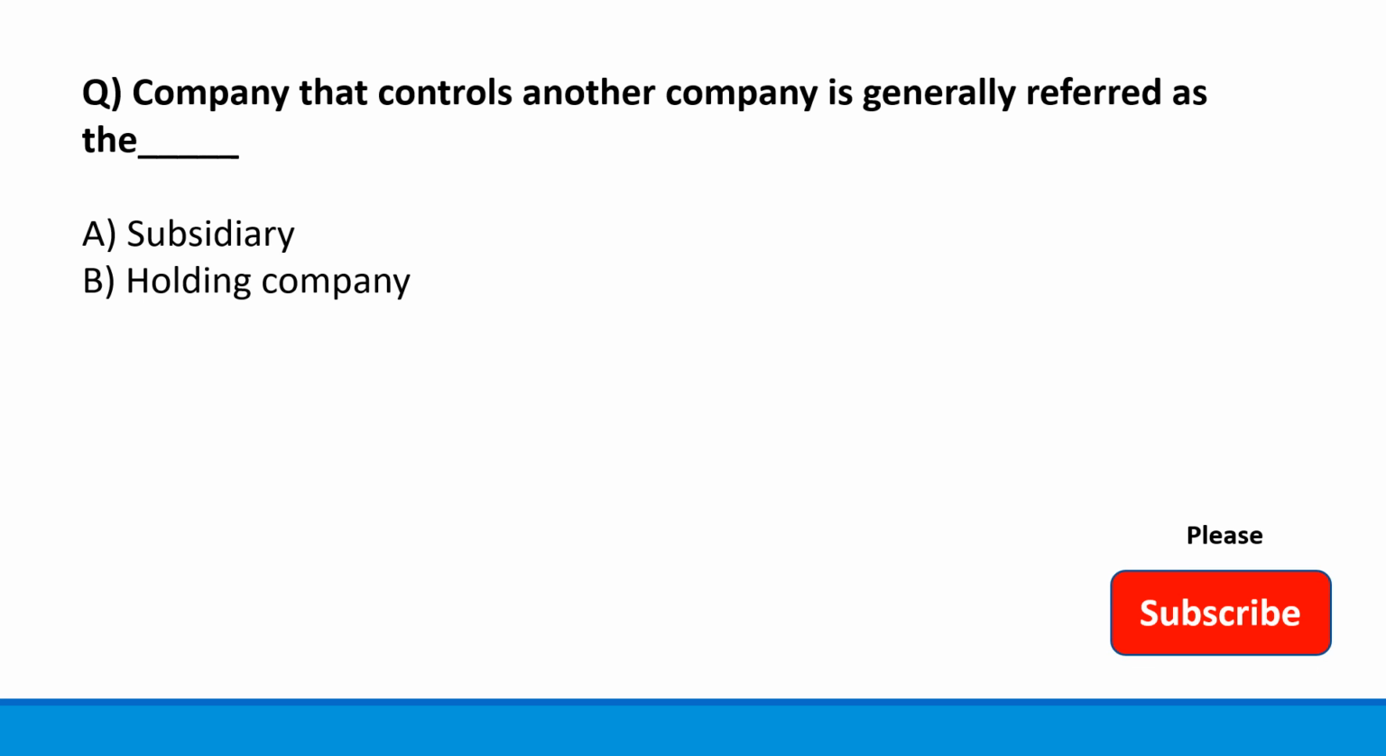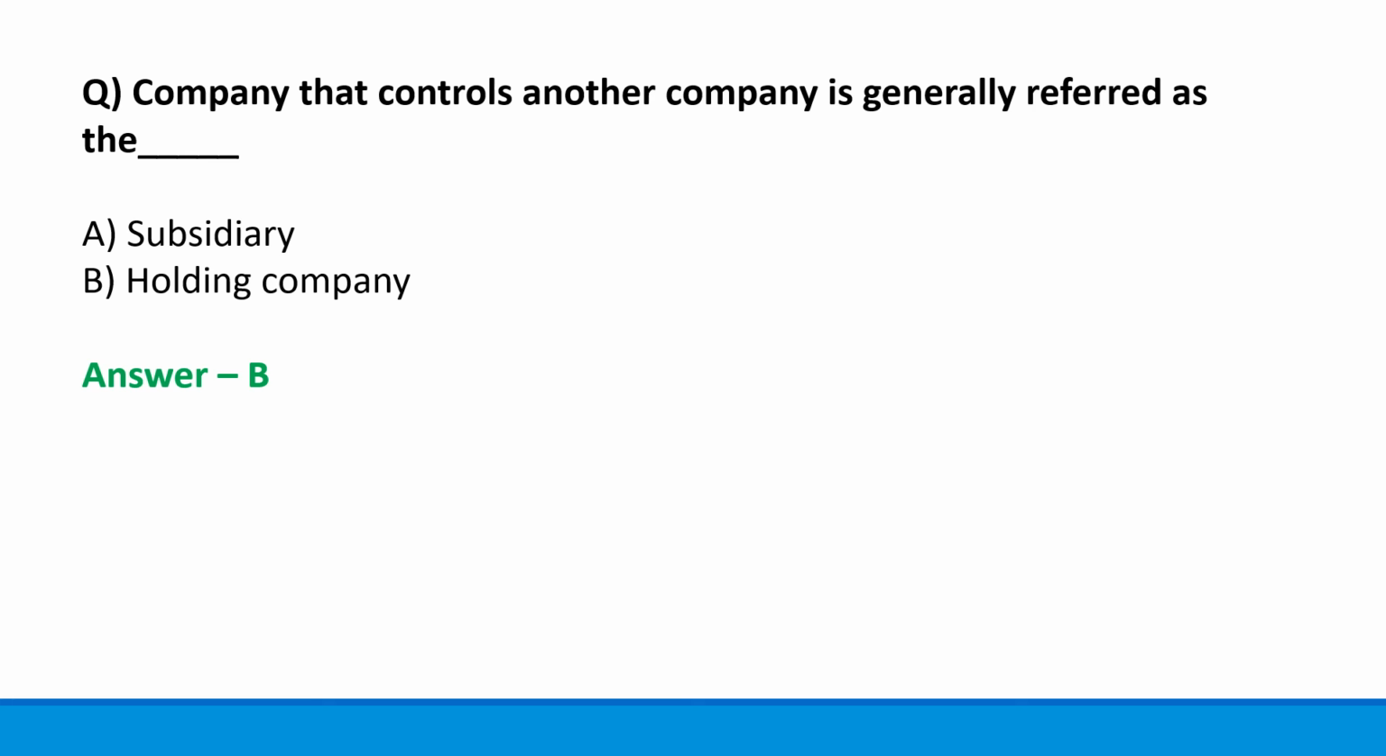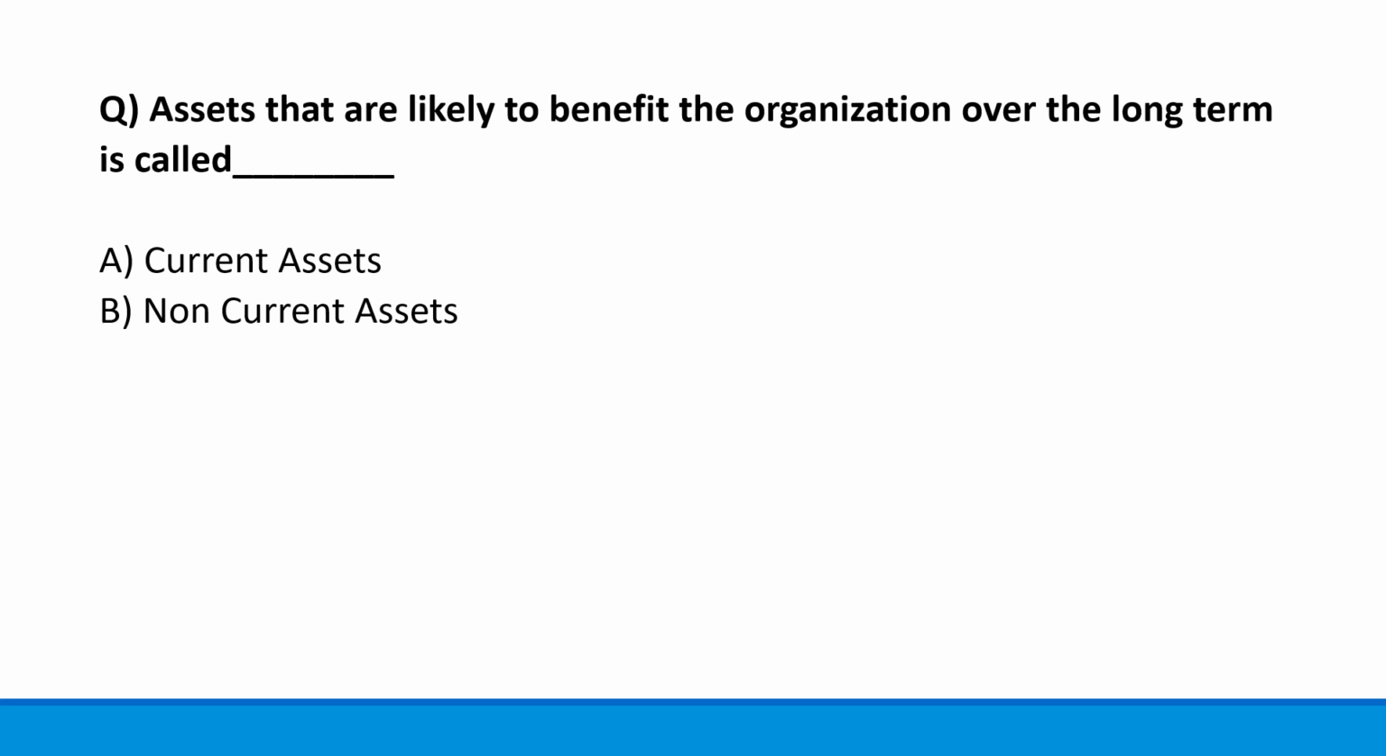Company that controls another company is generally referred as option A, subsidiary company, or option B, holding company. The correct answer is option B, holding company. Assets that are likely to benefit the organization over the long term is called option A, current assets, and option B, non-current assets. The correct answer is option B, non-current assets.